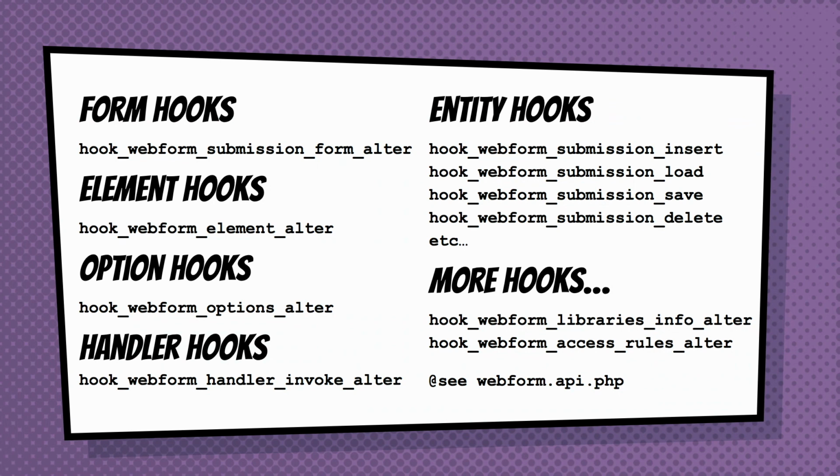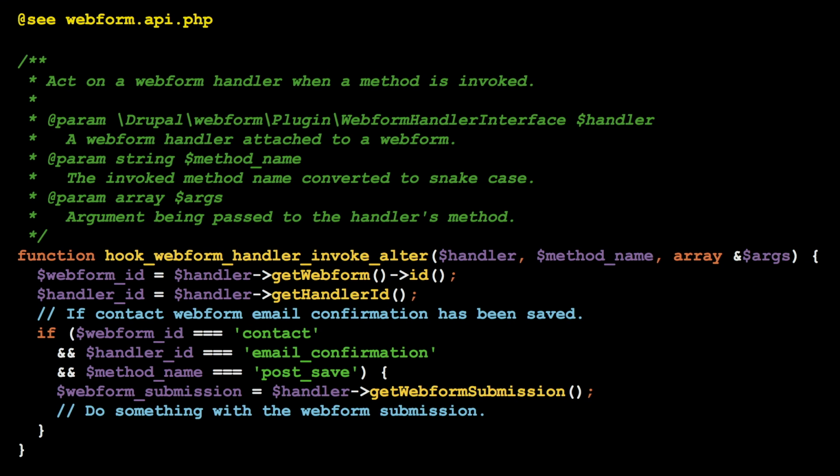So Webforms use entities, and every submission is an entity, so you have all these entity hooks to tweak things when you're hitting save on a form, whether when it's inserted into the database, loaded, saved, or deleted. And the last two are just external libraries and access controls. I really like this one, a hook called Hook Webform Handler Invoke Alter. Basically, anything that's happening on a form, you can alter as it's happening.